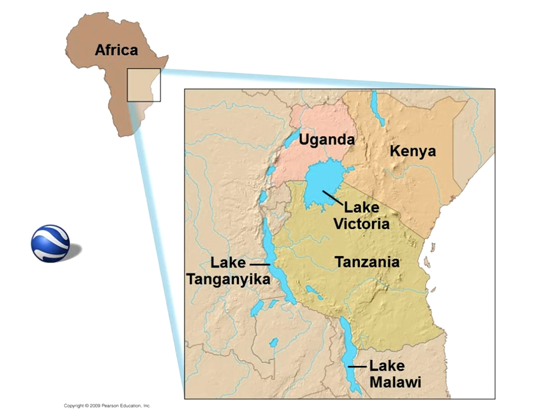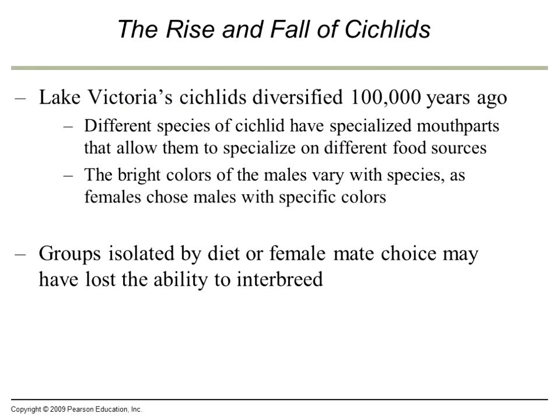This is a map showing where Lake Victoria is, and this cichlid phenomenon actually occurred in a lot of these different lakes. If you're interested in this area, take a look at it on Google Earth. So Lake Victoria's cichlids diversified about 100,000 years ago, so that's a relatively short time. These different species of cichlid developed different mouth parts that allowed them to specialize on different food sources.